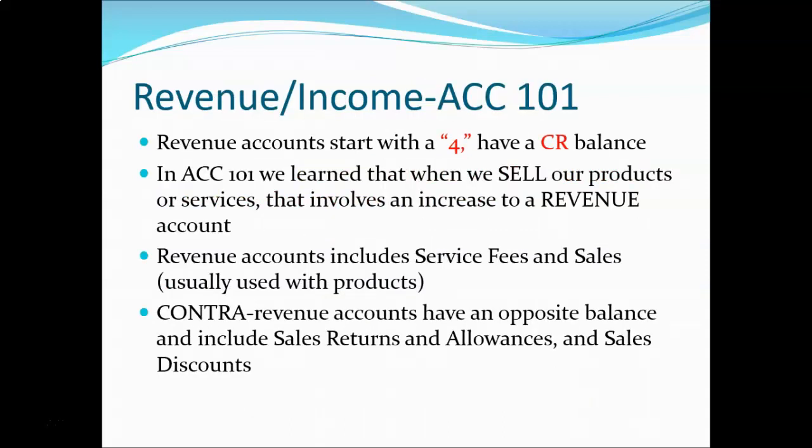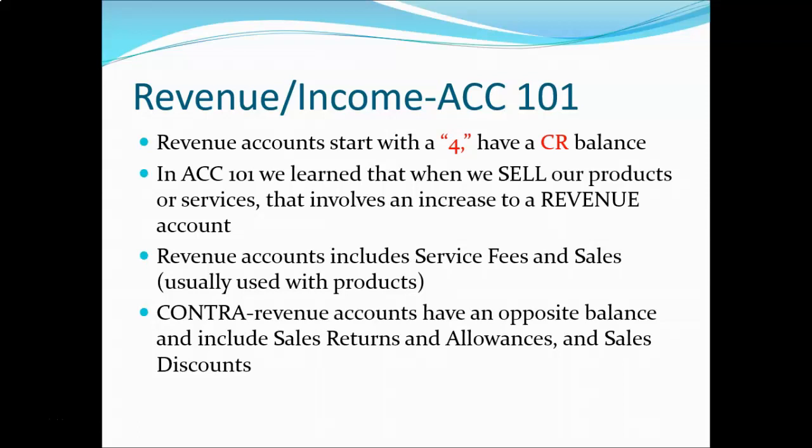Okay, the next type of account that we talked about in Accounting 101 was revenue accounts. This happened when we sell stuff. Whenever we sell services or sell products, that's going to involve a revenue account. Now, in QuickBooks, they're called an income, which is another name for revenue account. Revenue accounts start with a 4 in their account number, and they typically have a credit balance. We can have contra revenue accounts, such as sales returns and allowances and sales discounts. So they'll still start with a 4, but they will have an opposite or debit balance.